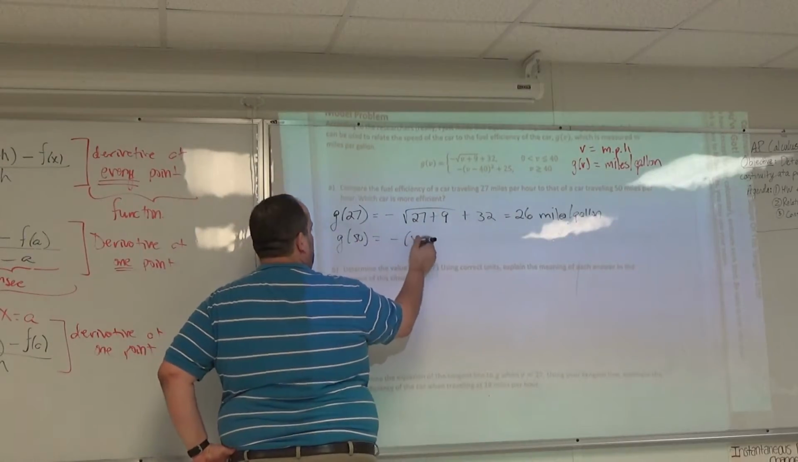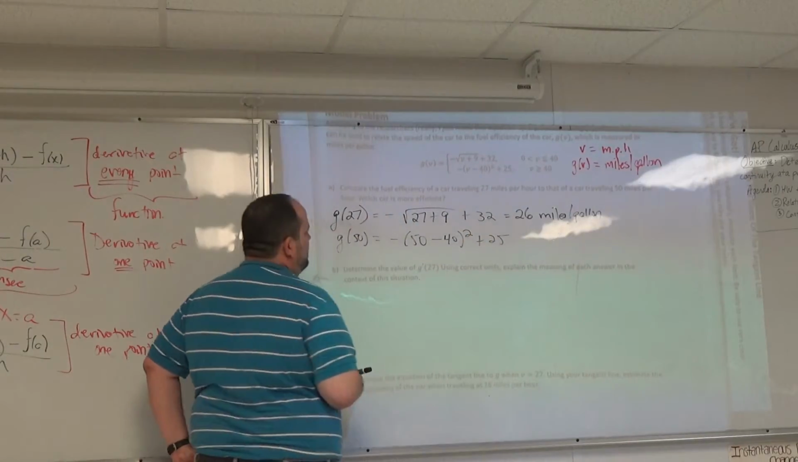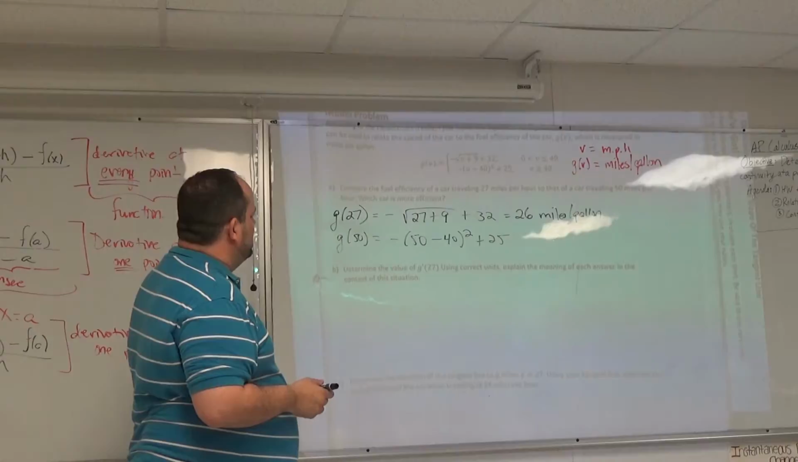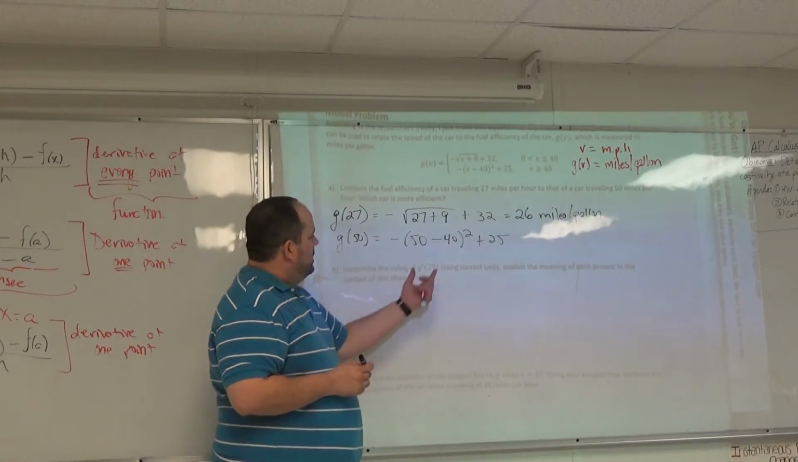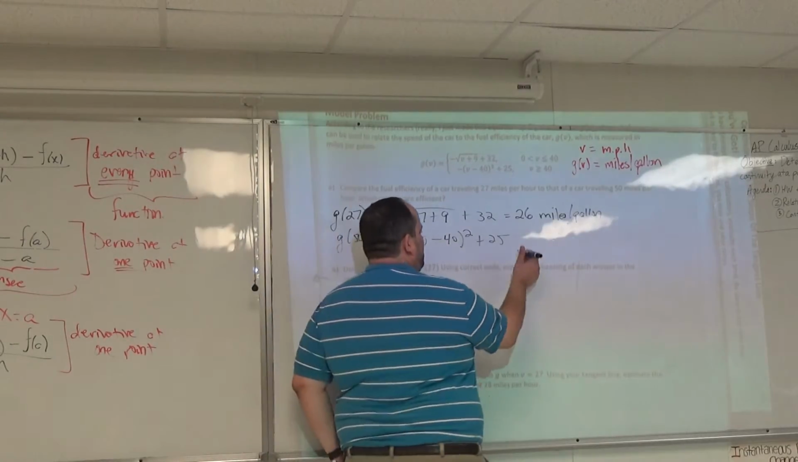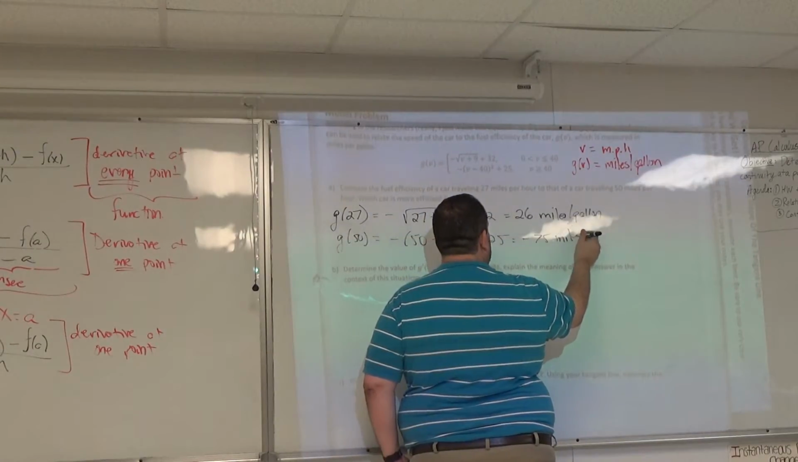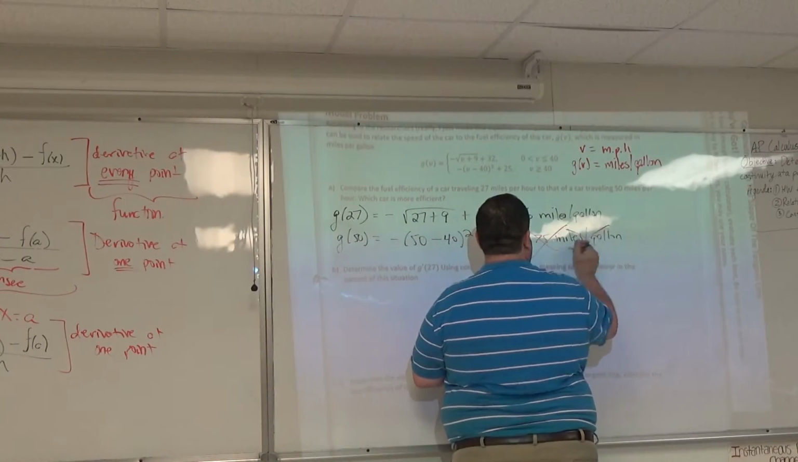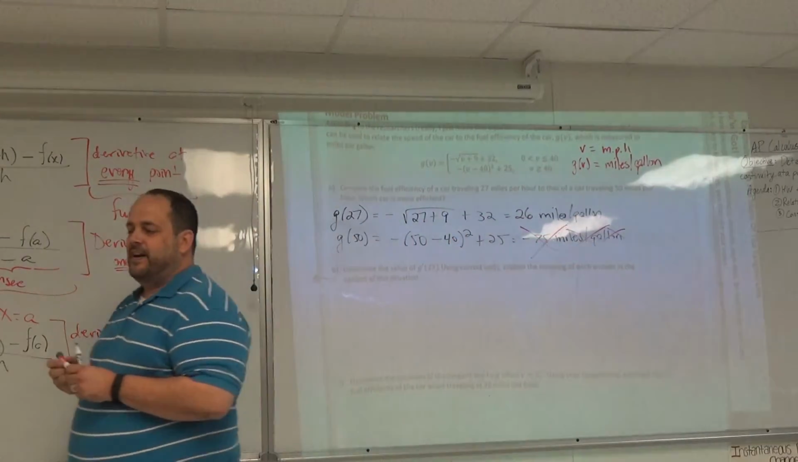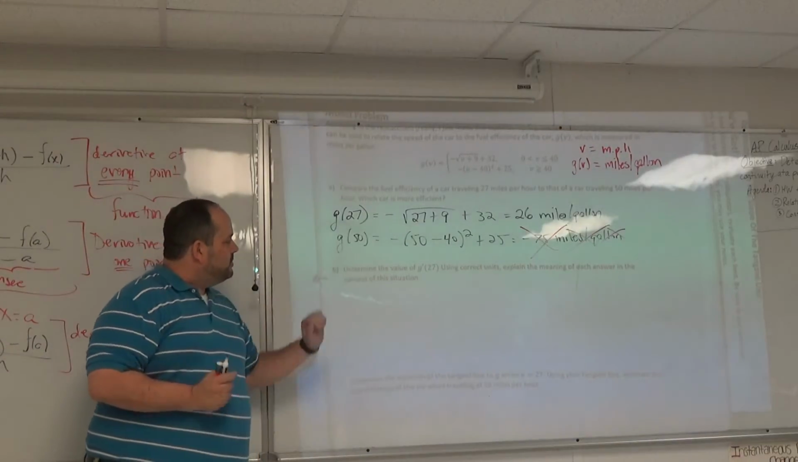G of 50, I need the other one, so negative (50 minus 40) squared plus 25. That number makes no sense, does it? It'll give you negative 75. So you're going to get negative 75 miles per gallon. Yeah, no sense there. Okay, negative 75 miles per gallon. Clearly, I did not consult with researchers and I have a little bit of work to do here. Let's ignore that, let's move on.